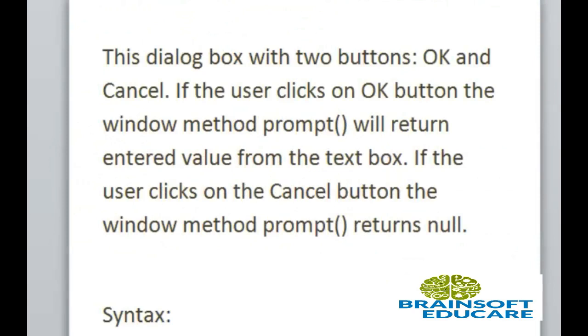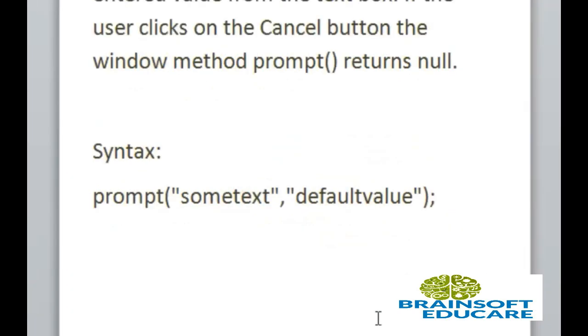This dialog box will give you two buttons, OK and cancel. If the user clicks on OK button, then the window method prompt will return the entered value from the text box. If the user clicks on cancel button, then the window method prompt will return false. Here this is the simple syntax for prompt. First, this is simple text, and here it is default value. This is the optional default value.